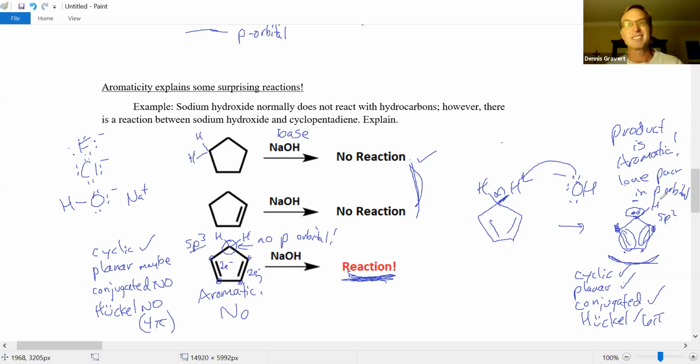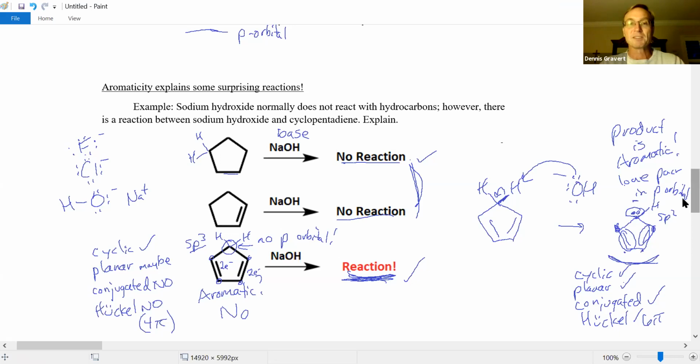Mother Nature says, looks good to me. And it turns out it's true. It's actually a quite stable molecule. Not as stable as benzene, because it does have a negative charge, but it's stable enough to exist. Whereas the reaction between cyclopentane and cyclopentene with hydroxide, that product doesn't exist. It doesn't react. This one does. Aromaticity.